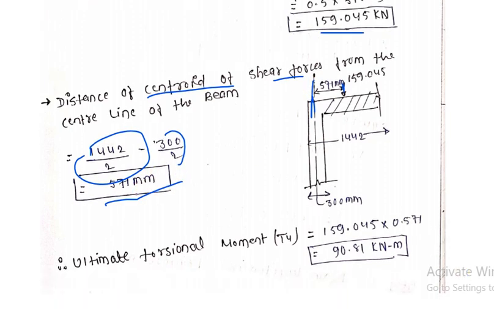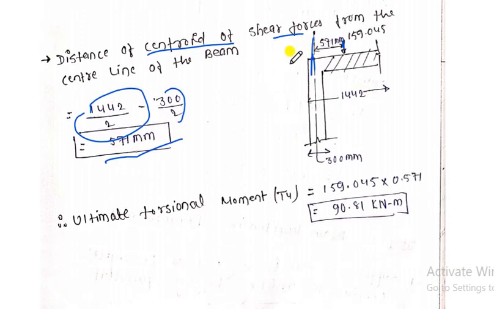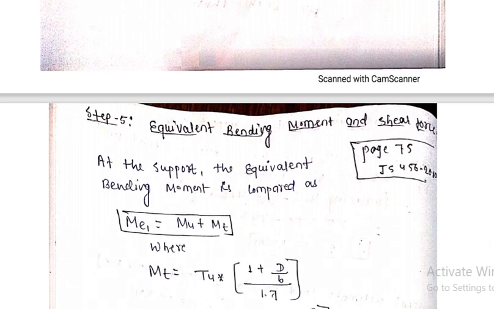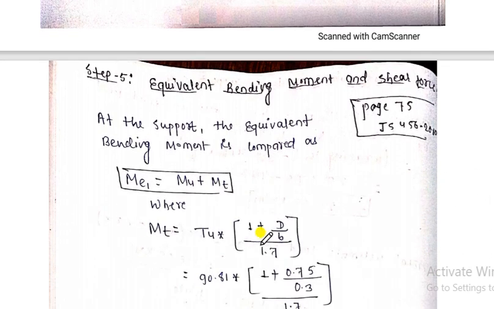As you know, the torsion moment will be acting here, so TU will be 159.045, that is shear force into the distance up to which the shear force will be acting. So 0.571, so 90.81 is the total ultimate torsional moment acting at the support. So let's calculate the next steps, or the extra steps compared to T sections, that is the equivalent bending moment and the shear force, right?